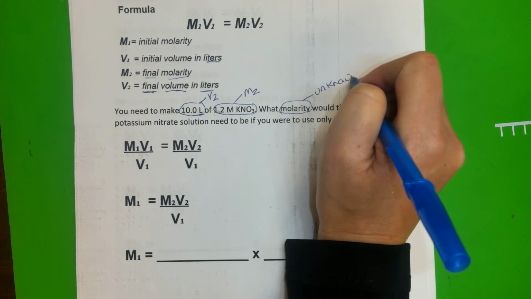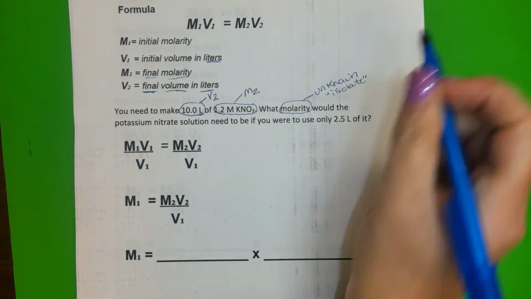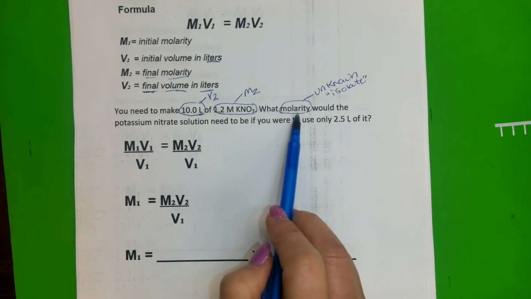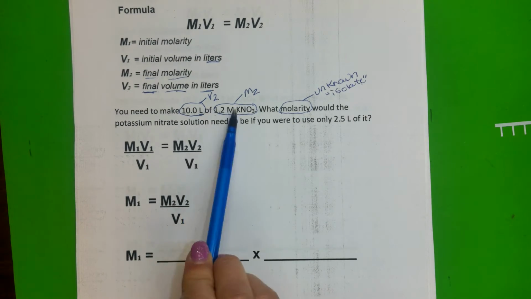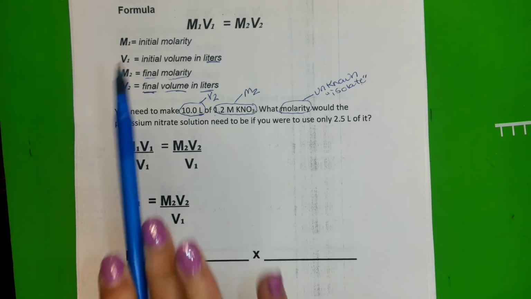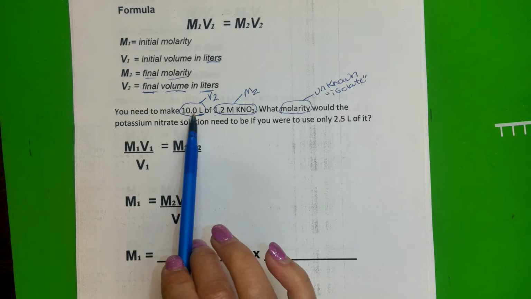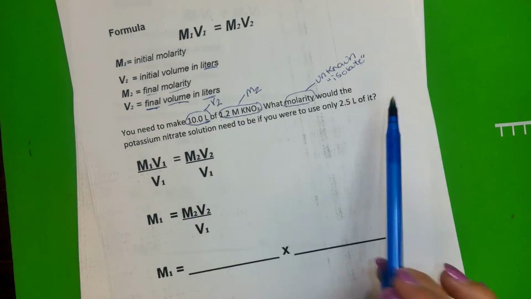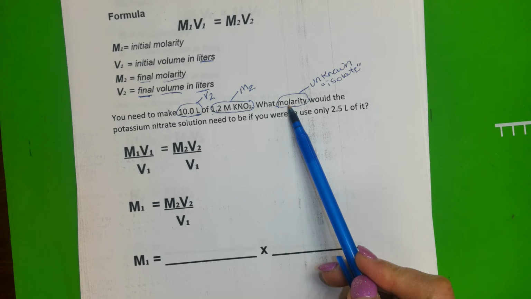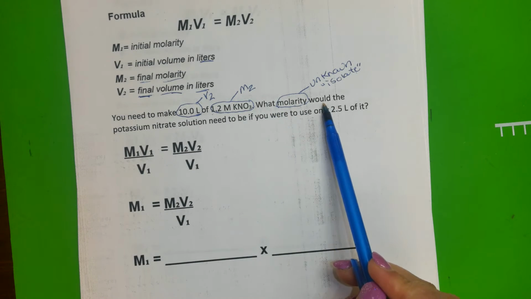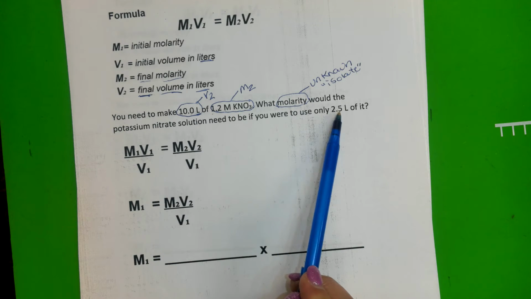That's the one that you need to isolate, the one that you need to have by itself on one side. Since I already did it here for you, today your job is mainly to identify them. So here would be V2 and M2. That would be your unknown, that we don't know because that's what they're asking. What molarity would the potassium nitrate solution need to be if you were to use only 2.5 liters?